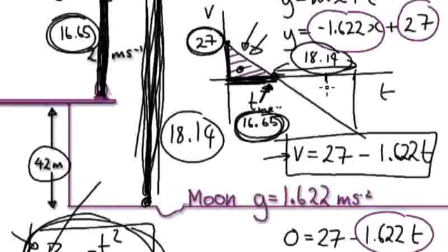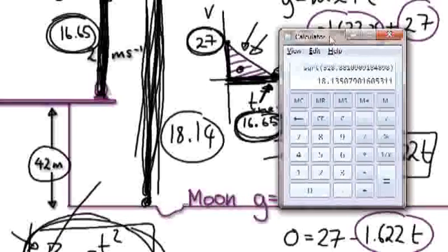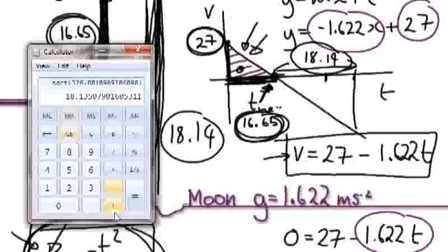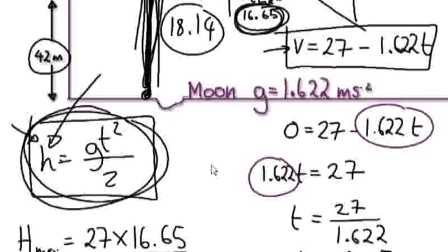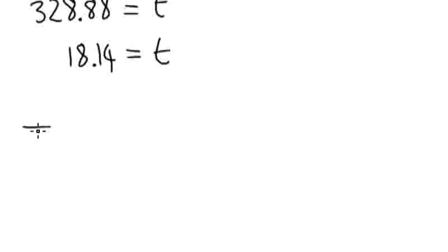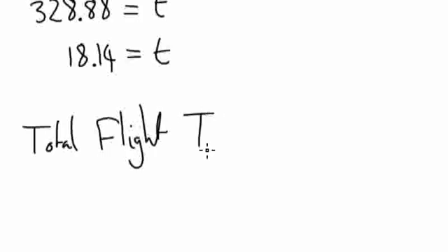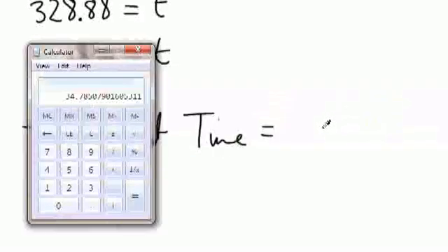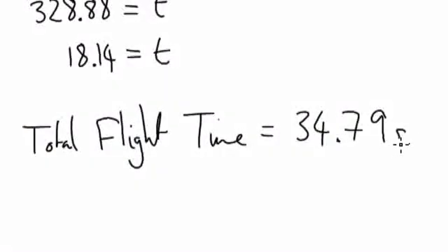Okay, so let's just do it on a calculator. That's the free falling time, plus the time it takes to get to the maximum height, which is 16.65, equals this. So total flight time equals 34.79 seconds. Okay, so this is your answer here.